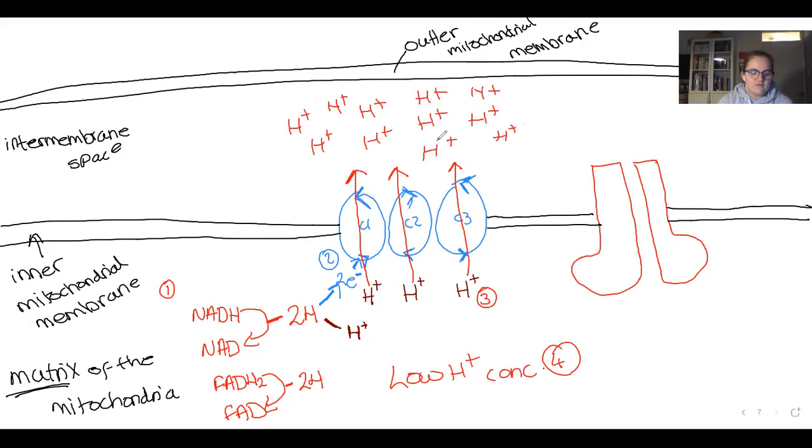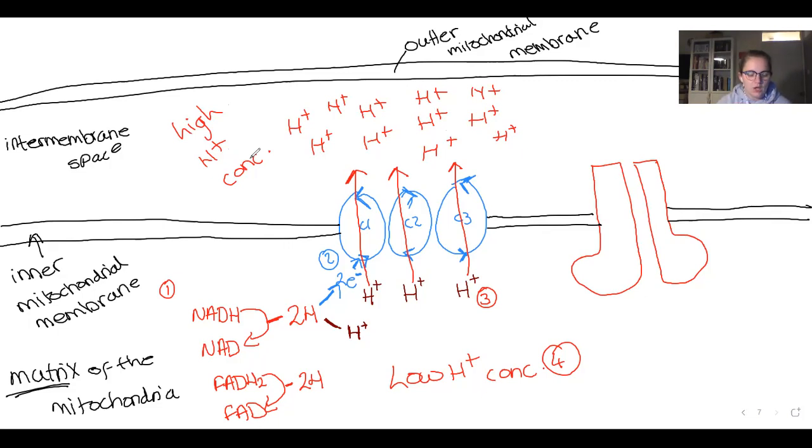So the concentration of protons is now higher in the intermembrane space. So I'm going to pop high H concentration up there. So it's now higher up there. What happens is this forms an electrochemical gradient. So it's higher at the top than at the bottom. Because of this, our protons are going to want to move down that electrochemical gradient.